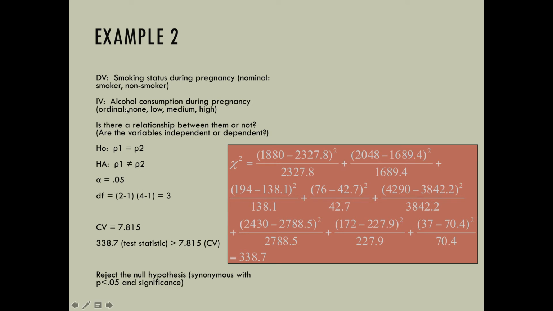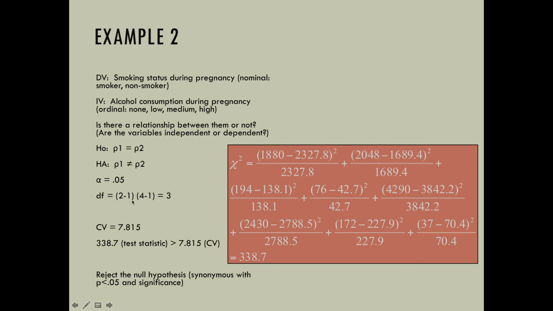If there were only 2 categories, none and some, it would be nominal. But since there's 3 and they're in an order, it's ordinal. Okay, so we're asking if there's a relationship between these 2 variables or not. So our null hypothesis is that there is no difference, and our alternative hypothesis is that there is a difference.